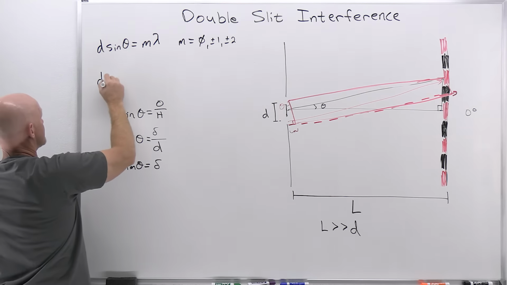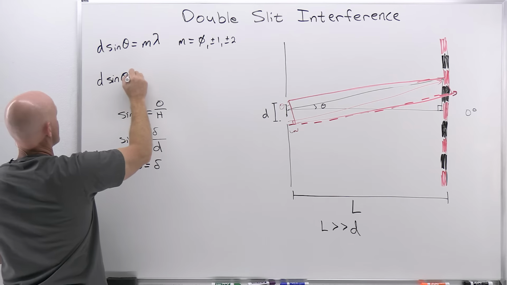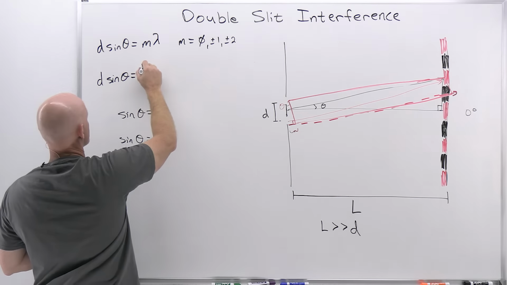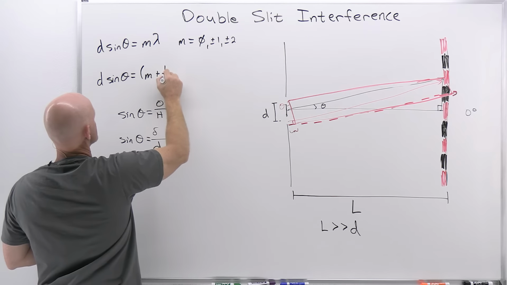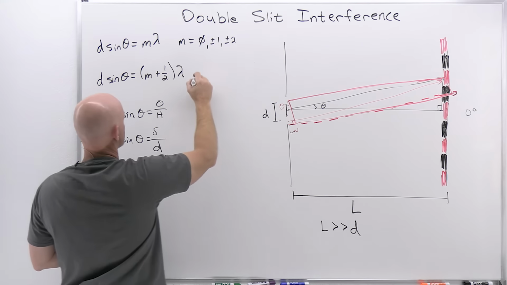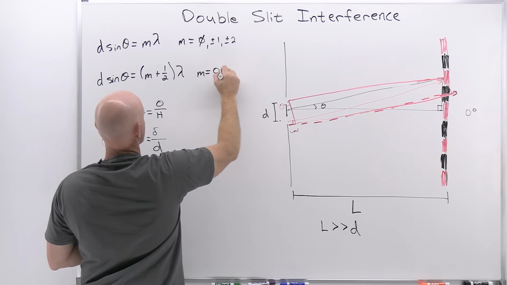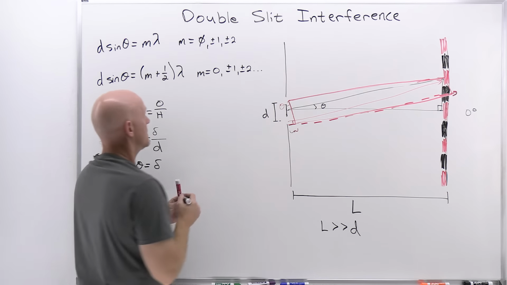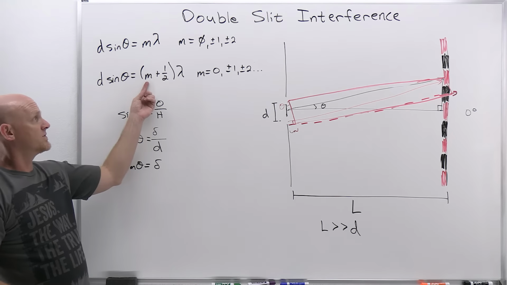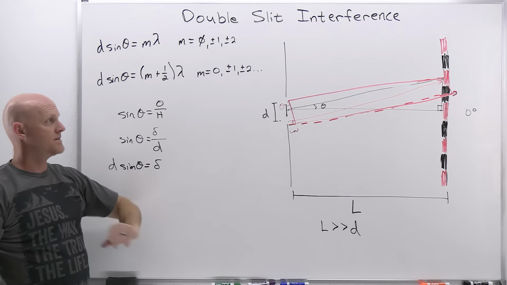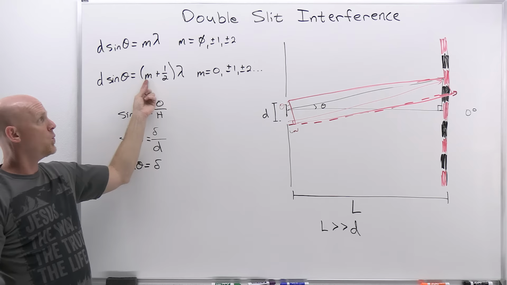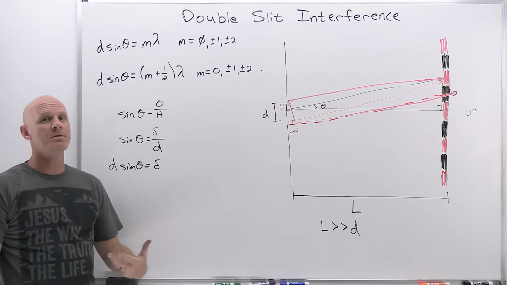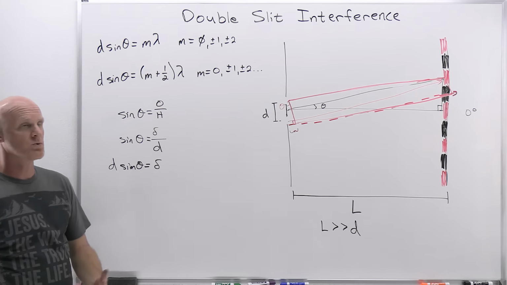Now, on the other hand, if d sine theta is equal to some odd number of half wavelengths, and there's a couple different ways we could express that, the one I'm going to use is m plus 1/2 times the wavelength, where once again m is 0, plus or minus 1, plus or minus 2. What you find out is you plug in m equals 0, you're going to get 1/2 of a wavelength. You plug in m equals 1, you'd get 1.5 wavelengths. Plug in 2, 2.5 wavelengths. You're getting some odd number of half wavelengths, if you will.